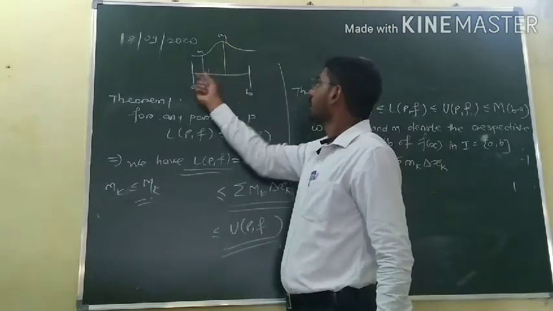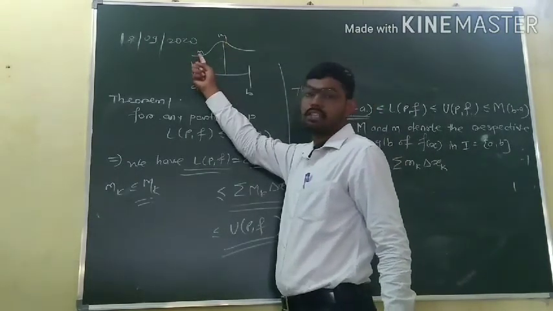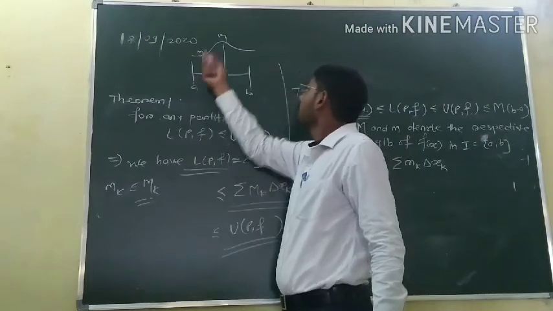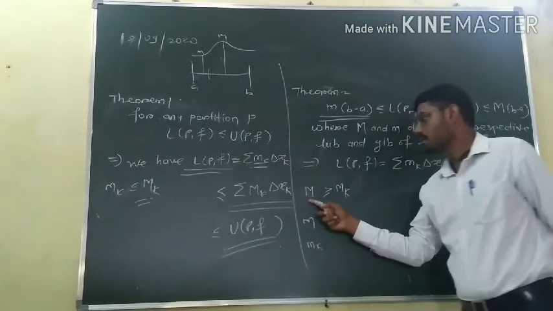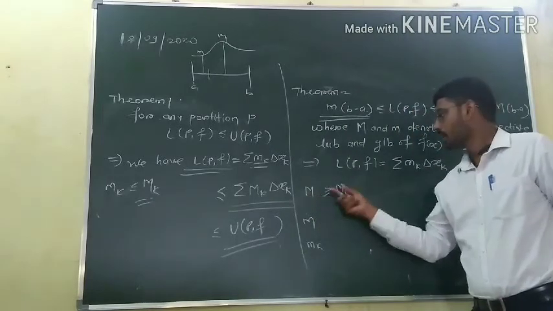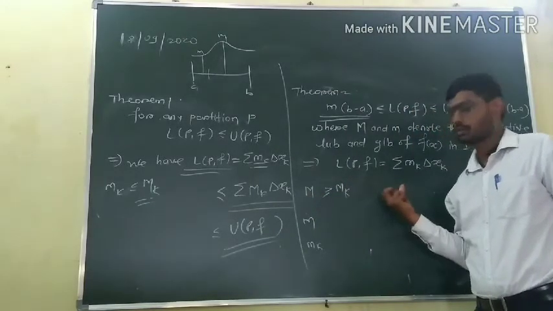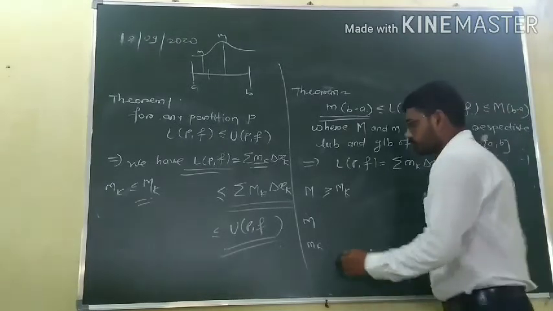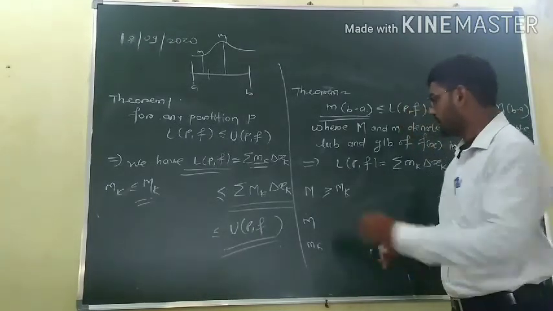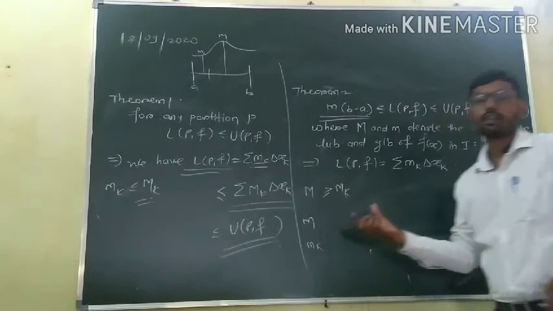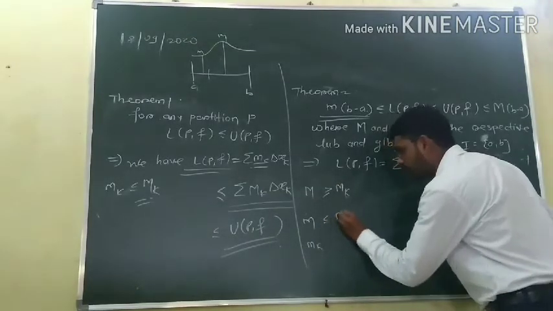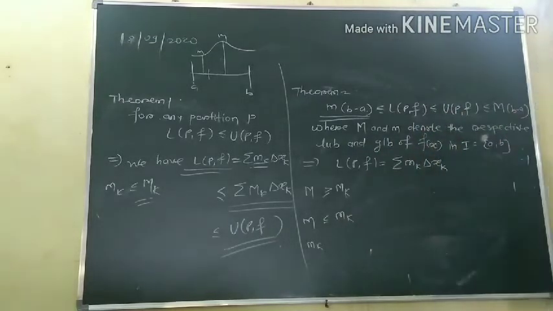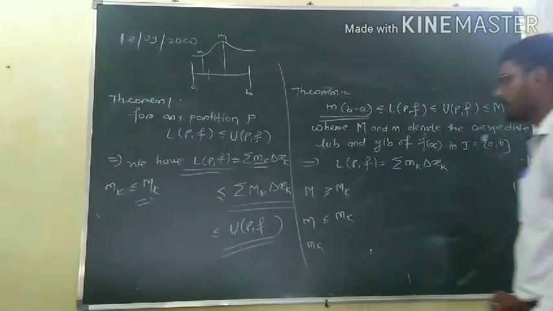Although this is the maximum value in the subinterval, this is greater than this value. So the maximum value over the whole interval is always greater than or equal to the maximum value in the subintervals. Also, the minimum value of the function in the whole interval is always less than or equal to the minimum value of the function in the subintervals.